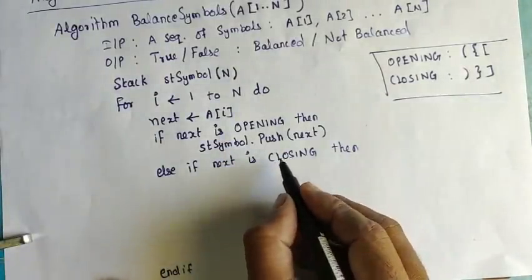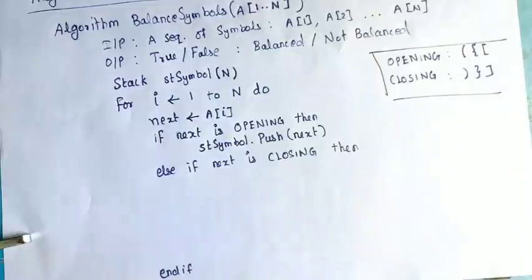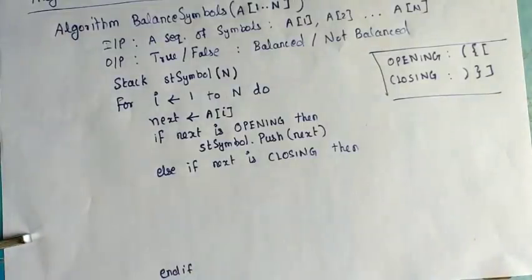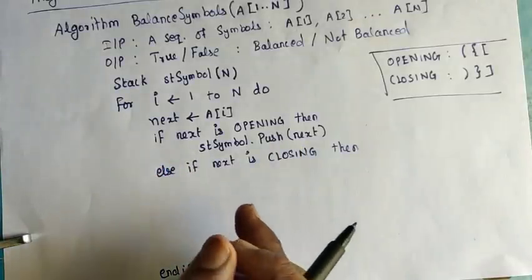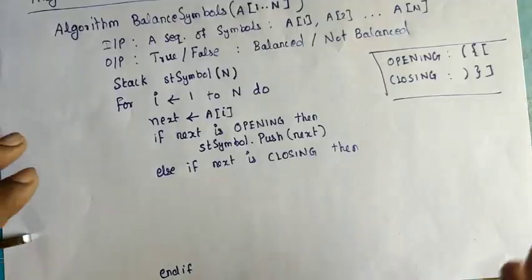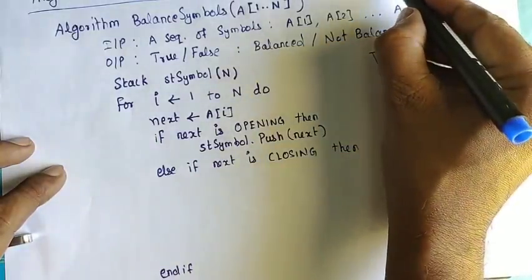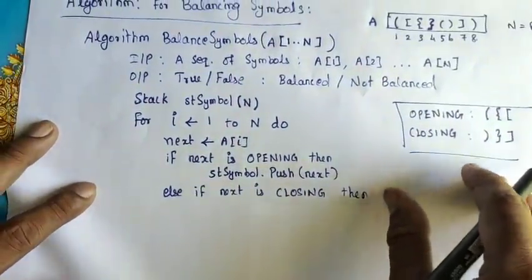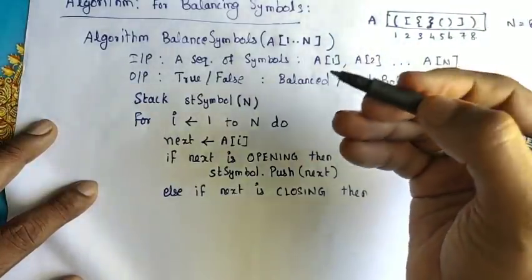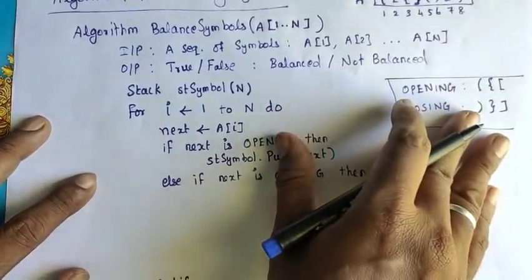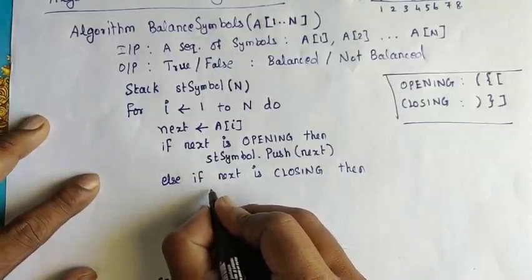Okay, if it is a closing symbol, what is the procedure whenever we encounter a closing? By that time the stack should have the corresponding opening symbol. Whenever you encounter a closing symbol, the stack should have its corresponding opening symbol. That only we have to check. So if the stack is empty, that is what we are going to check.